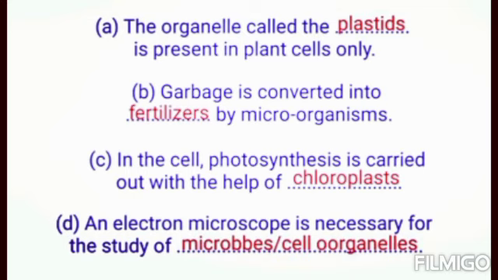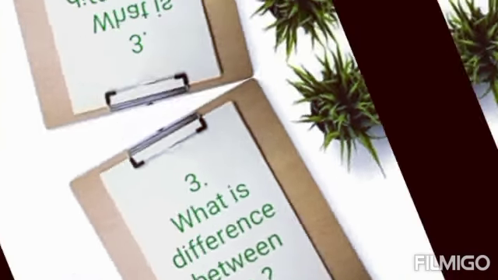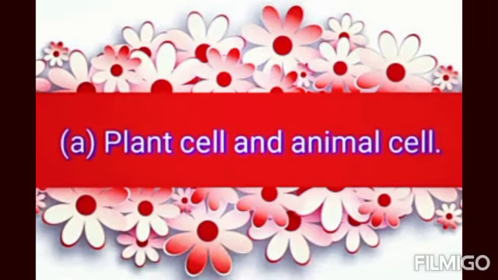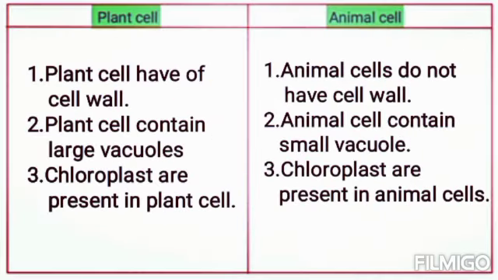Question 3. What is the difference between the following? A. Plant cell and animal cell. We can see first the plant cell. First, plant cells have a cell wall. Second, plant cells contain large vacuoles. Third, chloroplasts are present in plant cells.